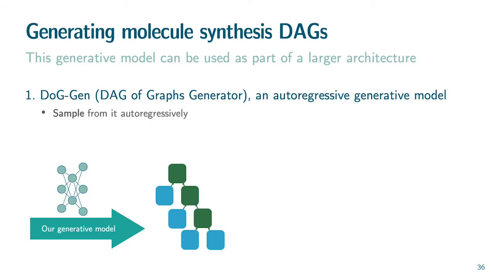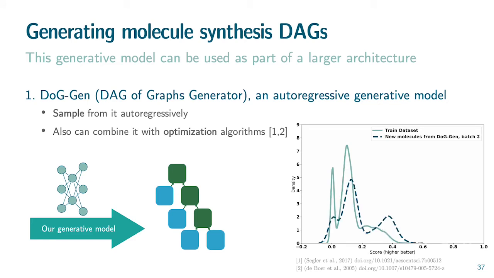When representing molecules into this network, we use embeddings produced by graph neural networks. We consider two variants of our model, one which we call DOGGEN, for DAG of Graphs Generator, which is the generative model just described. After training our model, we can sample new molecules from it autoregressively by sampling the actions one by one.